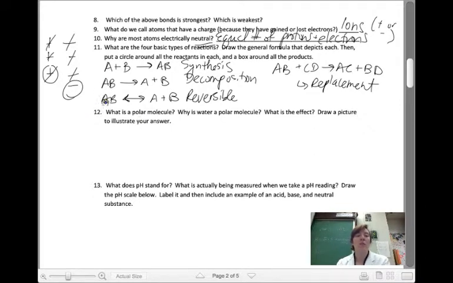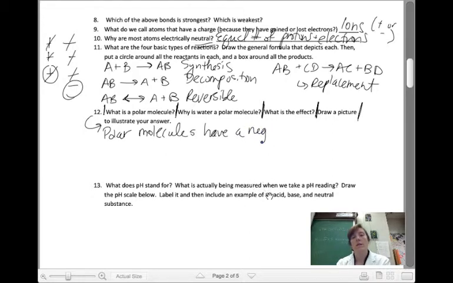So let's break this question into sections. So first we have what is a polar molecule? Second we have why is water a polar molecule? Third we have what is the effect? And last we have draw a picture. So let's start with what is a polar molecule. So a polar molecule is just a molecule that has a negative end and a positive end. Why is water polar?